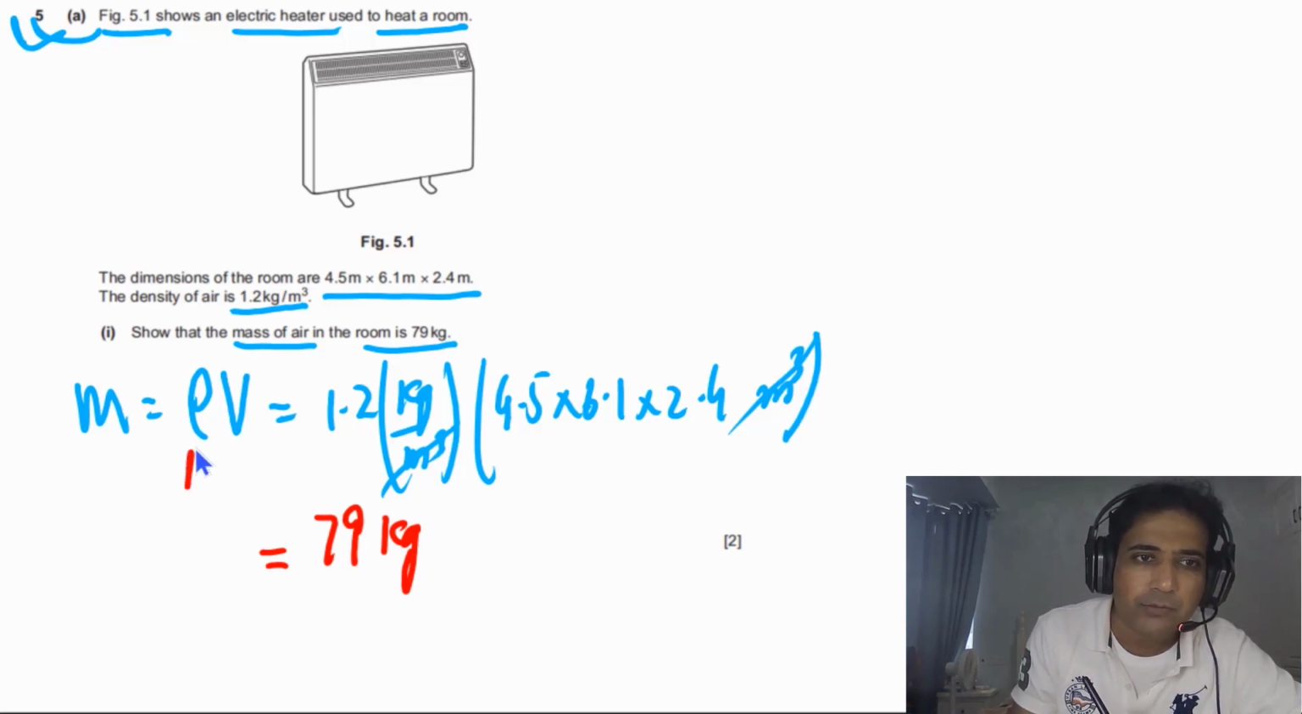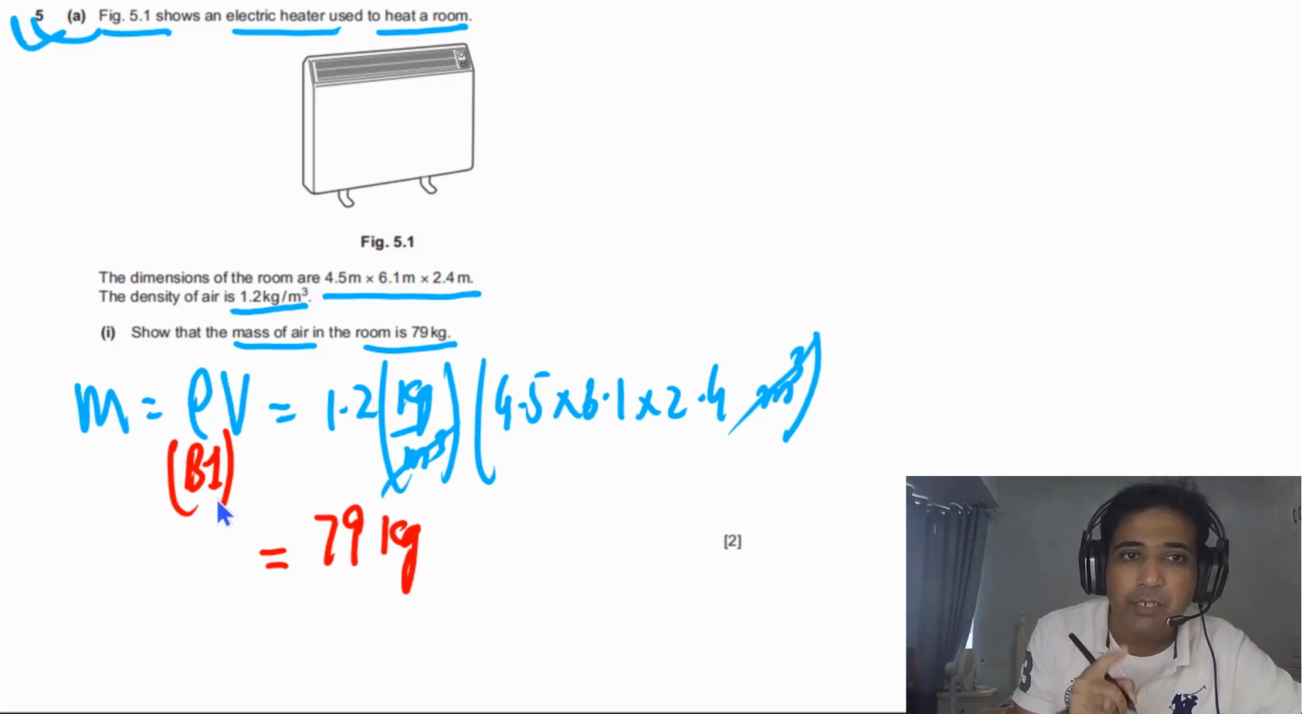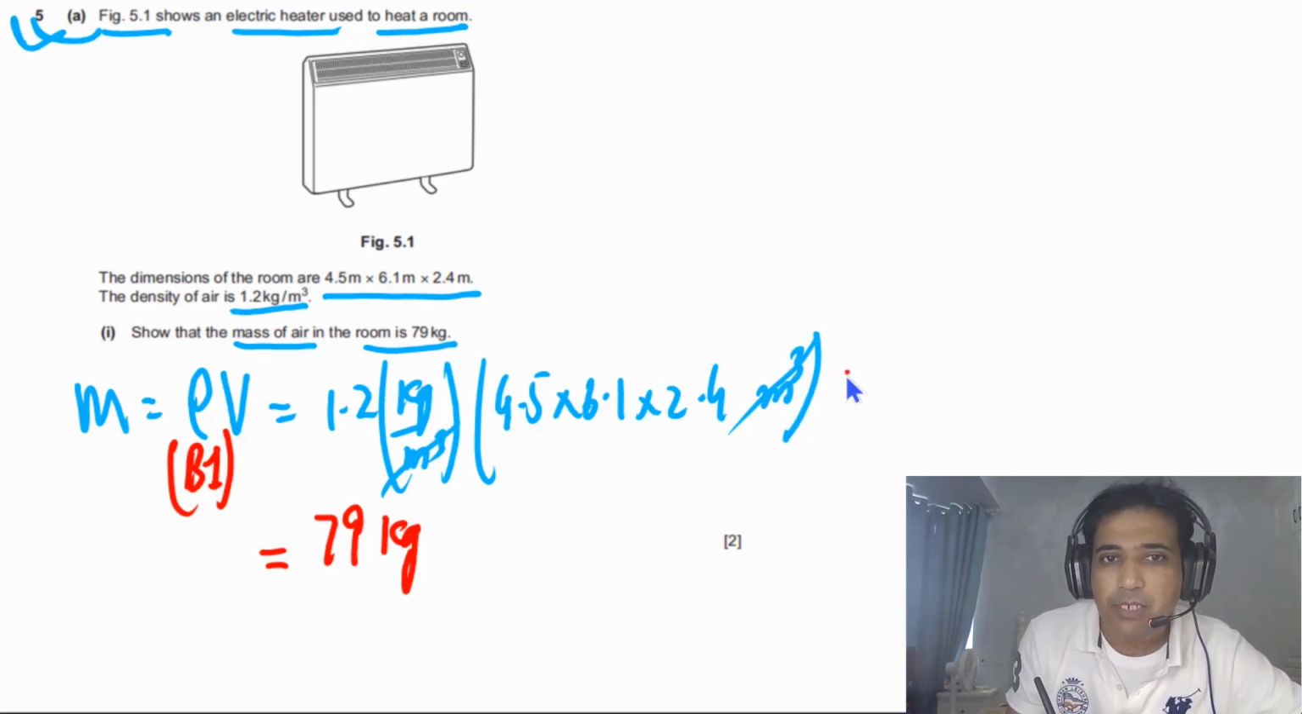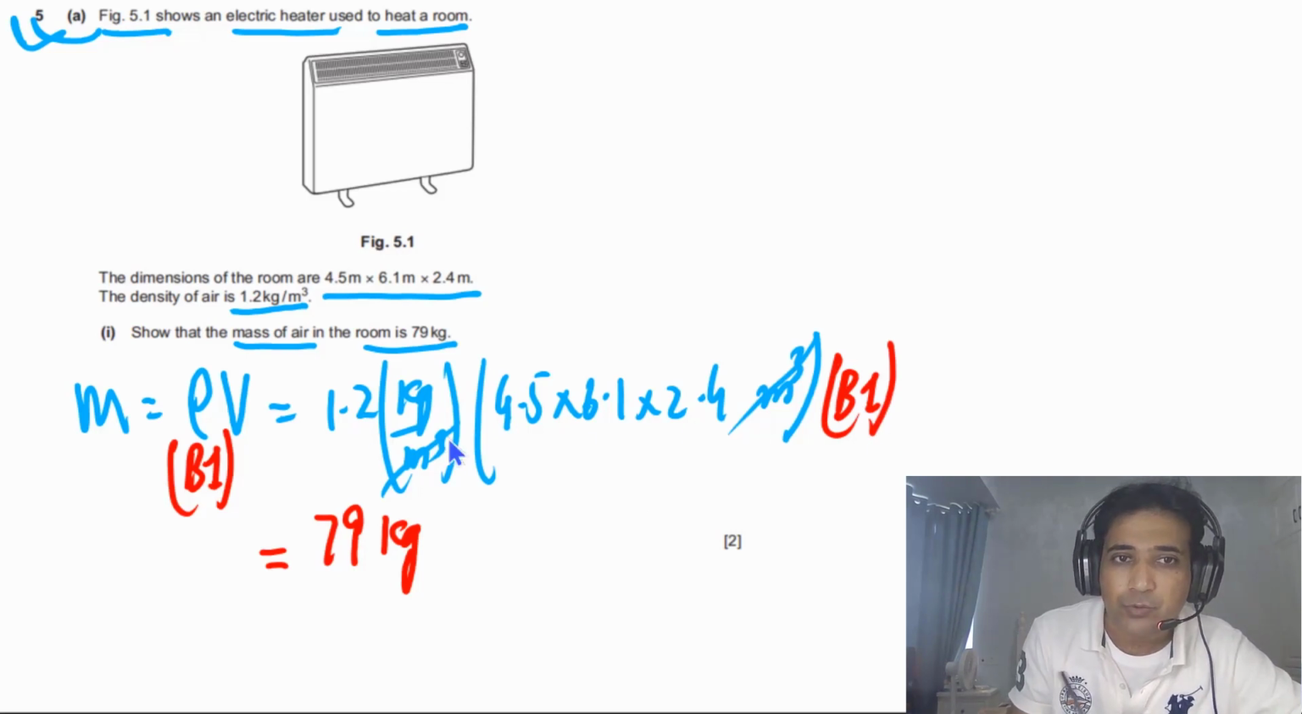This question has 2 marks. The first mark is the B mark. If you have written this formula, you will get 1 B mark. It means you have to write down this formula. It's very important, not just simply plug in numbers. Then the second mark is this B mark. It means you also have to show this in your steps.